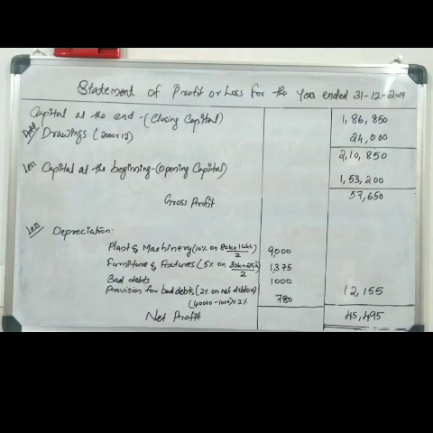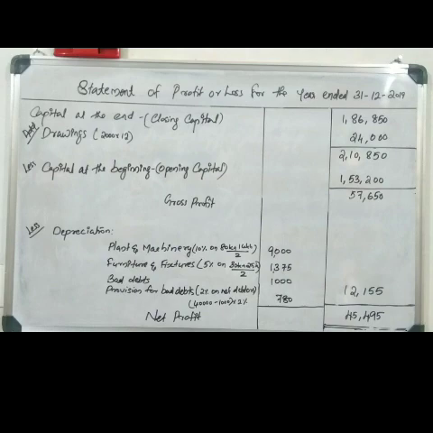we get a compound figure of 2,10,850. Now from this we have to deduct the opening capital or the capital at the beginning, which we have ascertained from the opening statement. How much it was? 1,53,200. So we got the gross profit as 57,650. Now in the question there are certain items that have been given, which are coming under expenses.